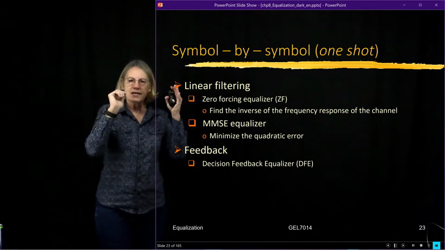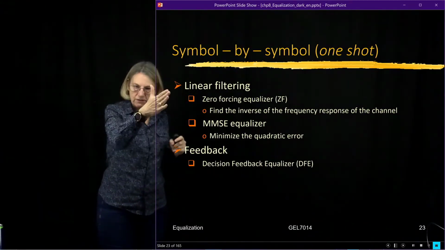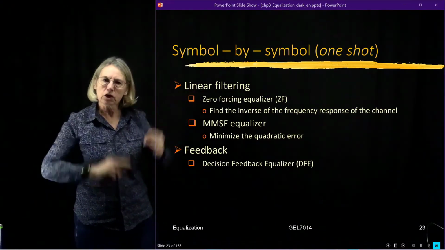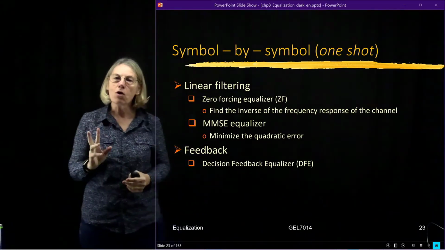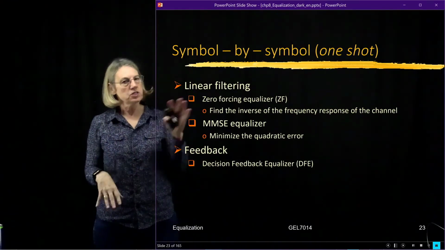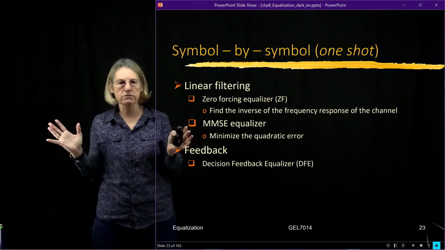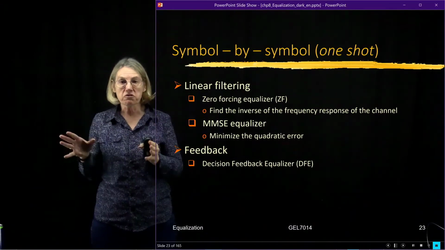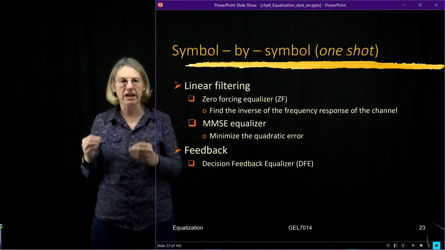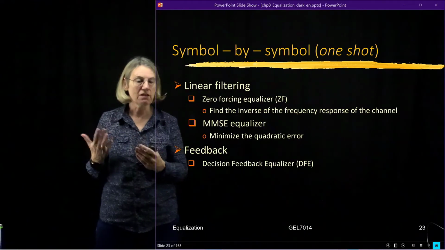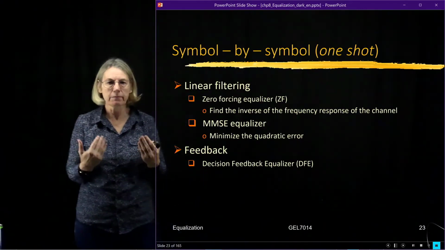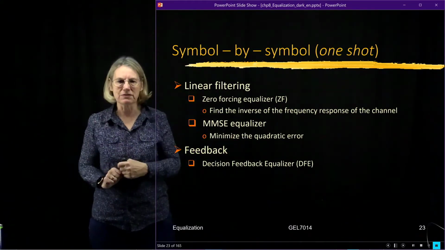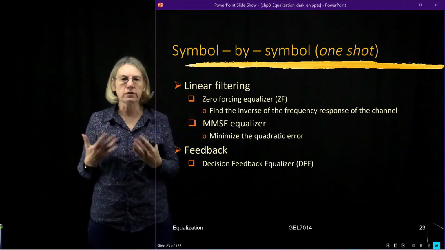So in the category of symbol by symbol, I said there were linear filters and this feedback. Now I'll give you a couple names. The linear filter, we're going to look at two, and the first one is called a zero forcing equalizer, and I'll be talking about that at length. I'll just throw out right now one characteristic. The idea is you find the inverse of the frequency response of your channel and you apply that. Interesting, we'll talk about that later, but it's a filter. I apply a filter, and the filter has a frequency response which is the exact opposite of the frequency response of the channel. Sounds intuitive.